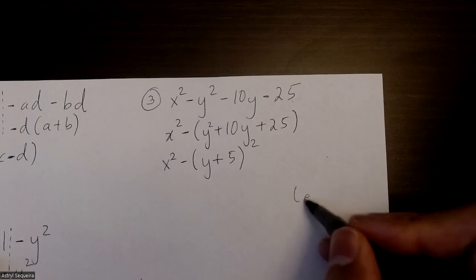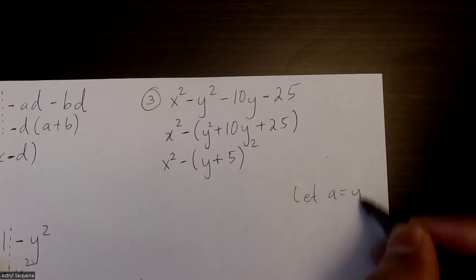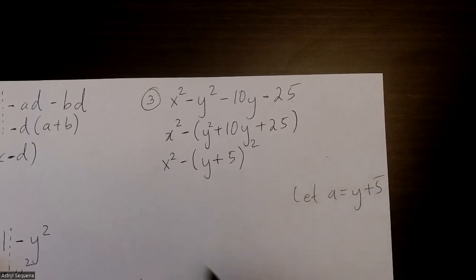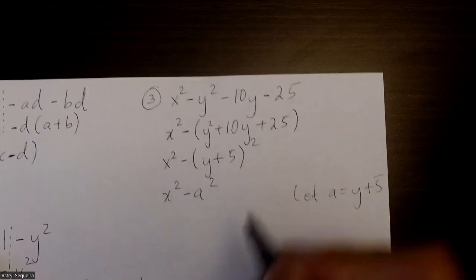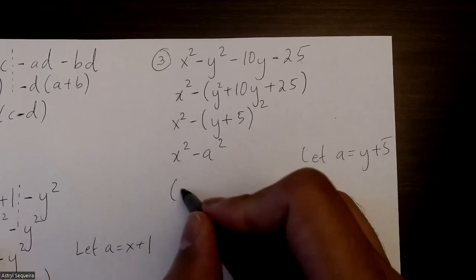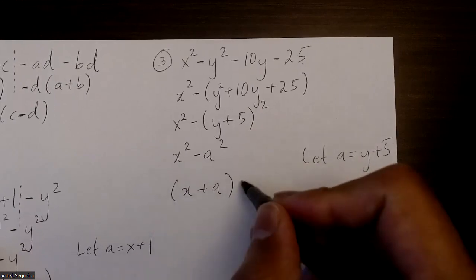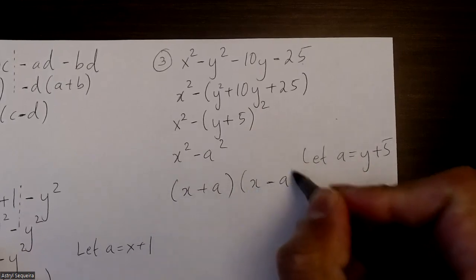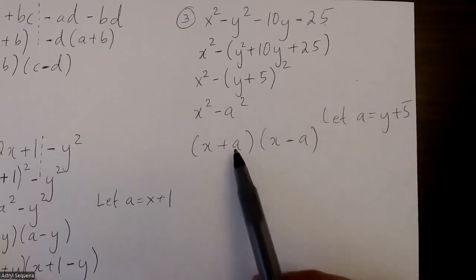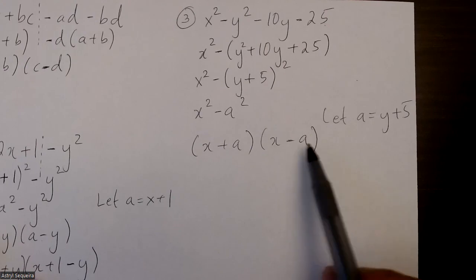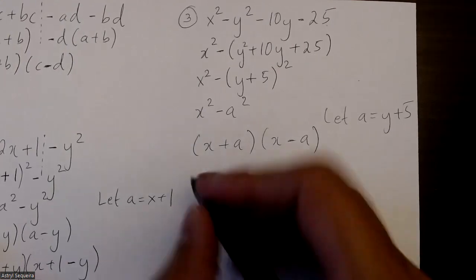I can do my substitution again to make life easier. So let a equal y plus 5. So I have x squared minus a squared. I can factor this with difference of squares, x plus a, x minus a. And now when I substitute the a back in, because I have the a at the end and there's a negative sign here, I need to have a double bracket here. Again, very common step people forget.